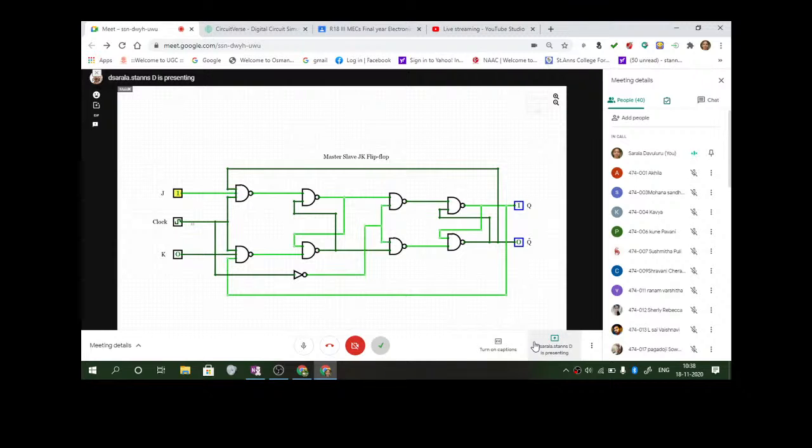Now let me make this as 0. So it is remaining in the same state. Let me make this as 1. See, immediately it is changing. That means there is a difference, as you can see. That difference is dependent on the clock frequency. Now I am giving 1, 1. See, that difference. So it is toggling. I think you are able to see the toggling.